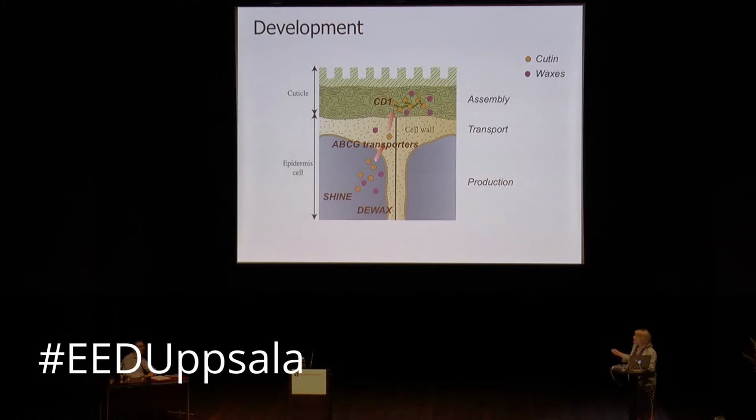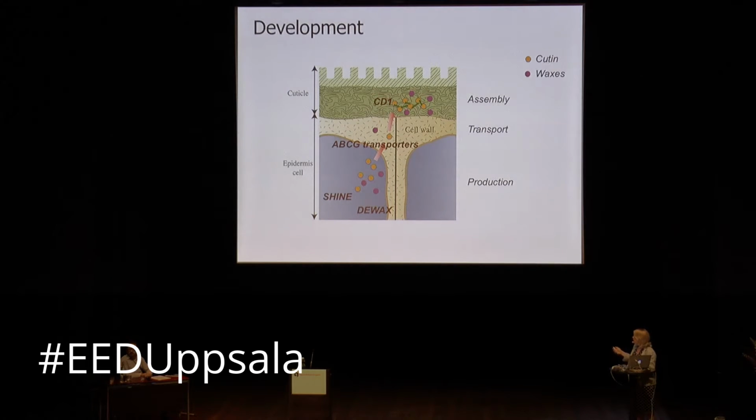Now those cutin monomers are transported across the cell membrane by a subfamily of ABC transporters, and then out here on the cell wall, outside of the surface of the cell wall, they're assembled to make the cutin polymer. Now to do that they need an enzyme, CD1, cutin polymerase, and it's also produced inside the cell, transported across the cell membrane, and does its polymerization out on the surface.